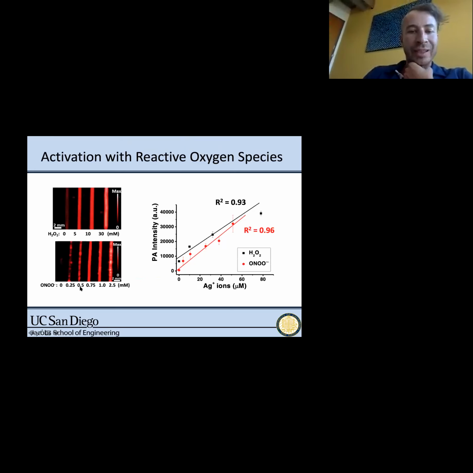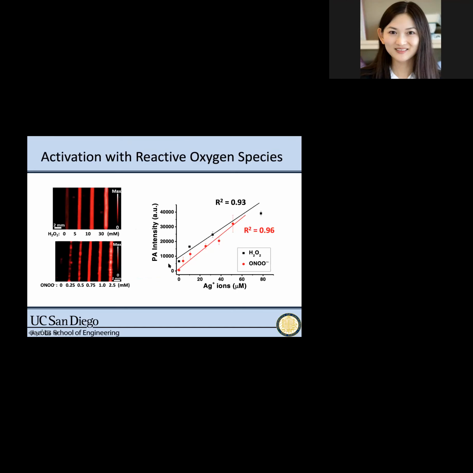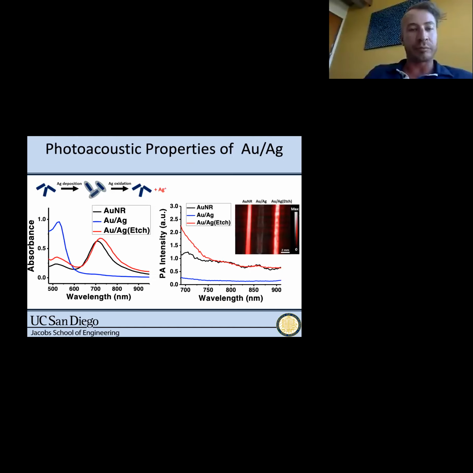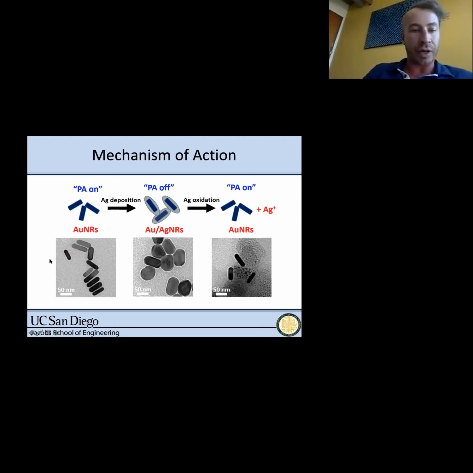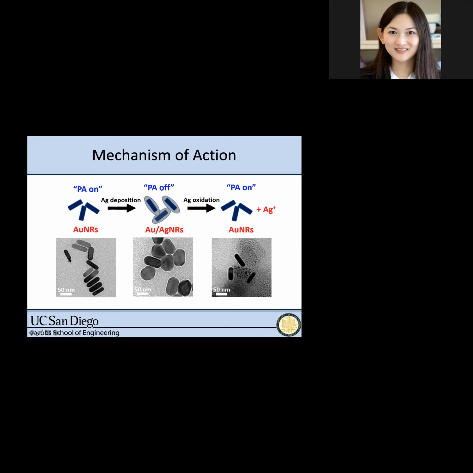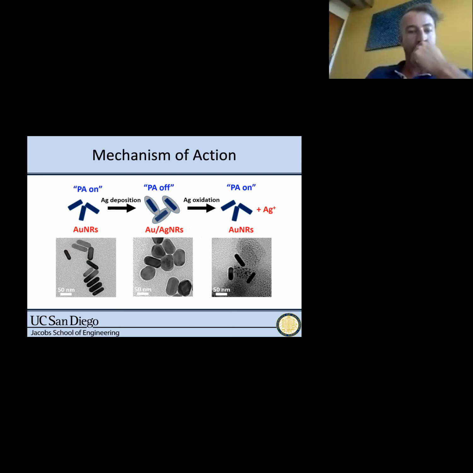More importantly, we could use peroxynitrite and hydrogen peroxide, these free radicals that are produced by the infection, to cause the silver to oxidize off and recover that photoacoustic signal. So the photoacoustic signal is not just indicating the concentration of these ROS, it's also indicating how much silver has been released. That's an example of these plasmonic materials. But to answer your question, this is about 40 nanometers by 10 nanometers. Pretty small.